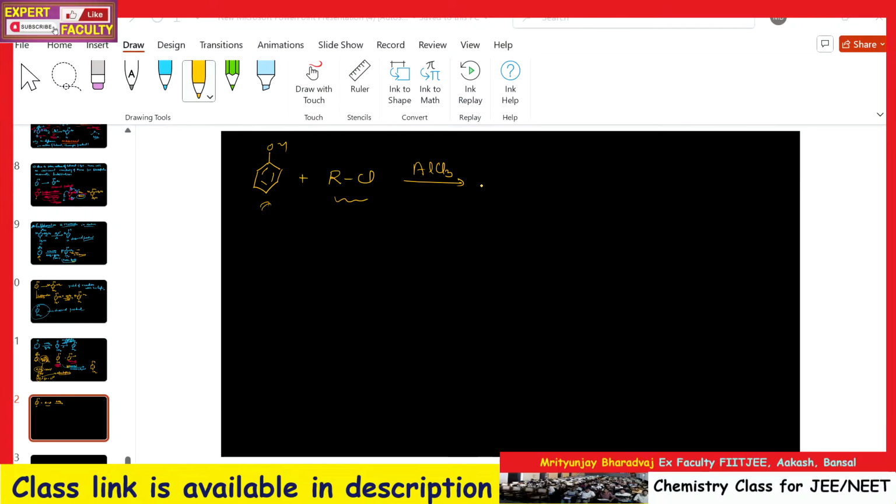Sir, oxygen will do nucleophilic attack and ROH will be separated. So why not the bond pair of this benzene ring? That can also attack, no? Or you can say the bond pair from the para position.